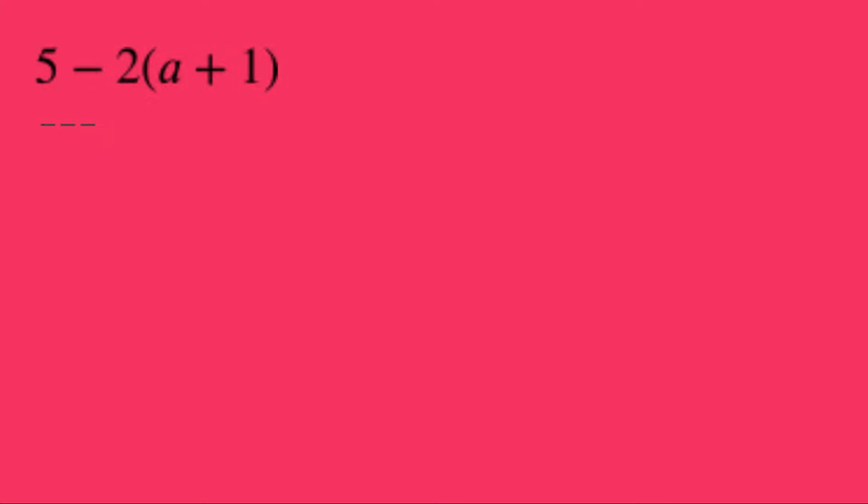Okay, we're going to do 5 subtract 2 times a plus 1. Okay, so the minus sign in front of the 2 affects the 2. It makes it a negative 2. So we're really multiplying the a and the plus 1 that's inside the parentheses by negative 2.